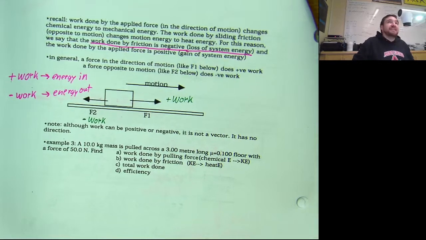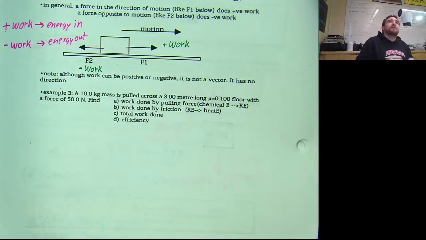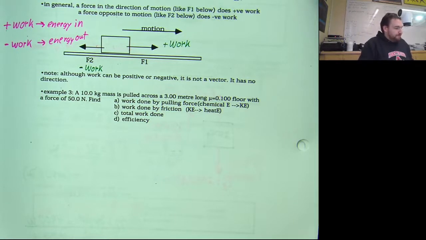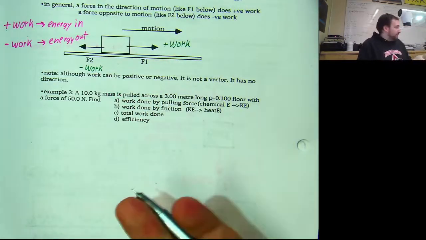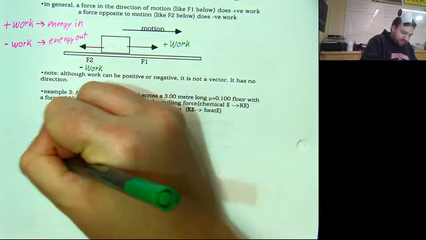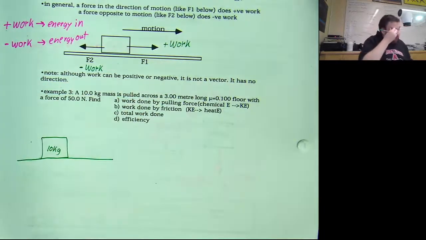So if I've got a situation like this, a 10 kilogram mass pulled across a 3 meter long floor with a coefficient of friction of 0.1 and at a force of 50 newtons, what's the total work done? What's the efficiency? Again, this is a review of stuff that you've looked at before. Start by drawing a picture. We've got our 10 kilogram mass being pulled across the floor.